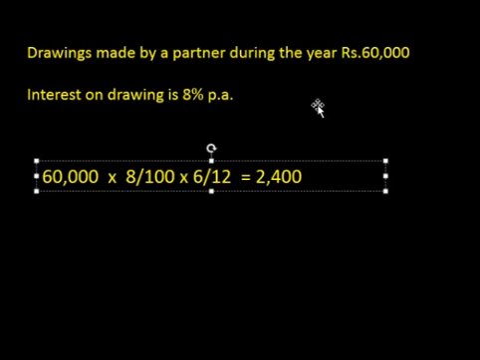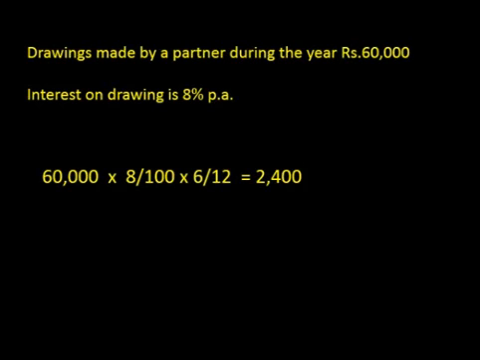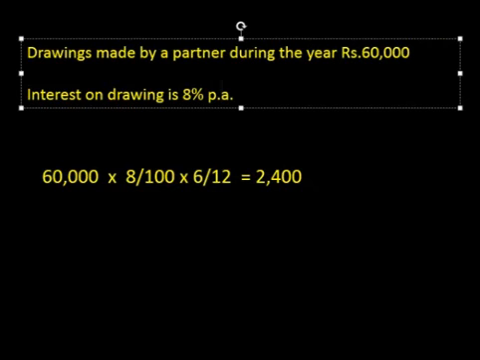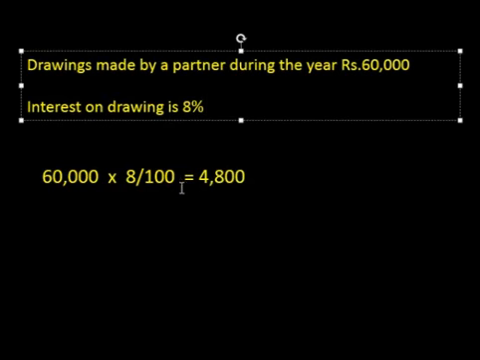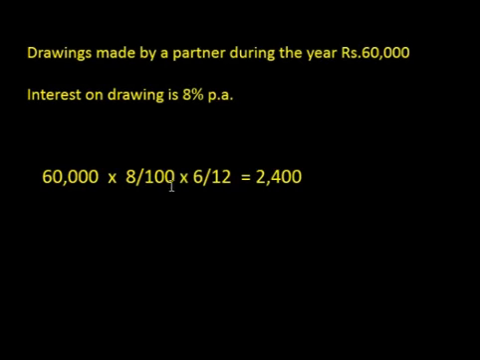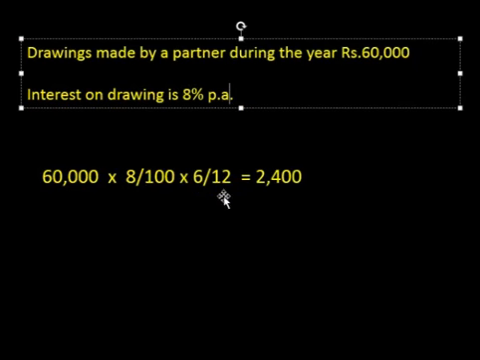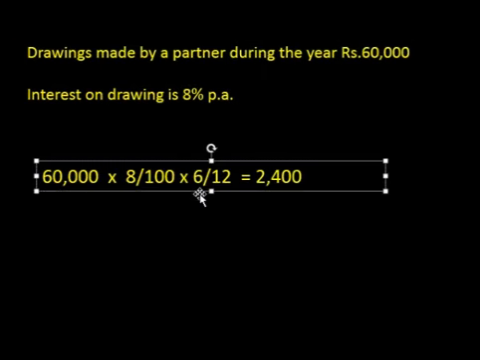I would like to repeat here, when the per annum word is not given, then we charge on the full amount. Suppose I delete this per annum word here, and only the 8% rate is given, then I am not considering the time period: 60,000 into 8 over 100, and my answer is coming 4,800. But in the second case, where I am writing the per annum word, I have to mention the time factor here. So it will be 6 by 12 because nothing is mentioned in the question about the time period.